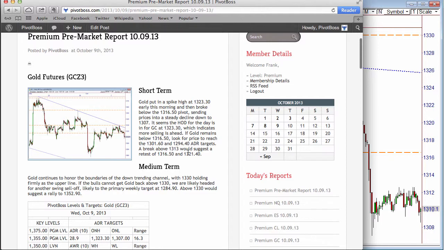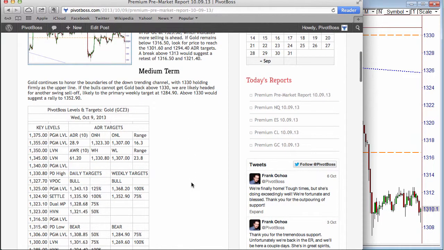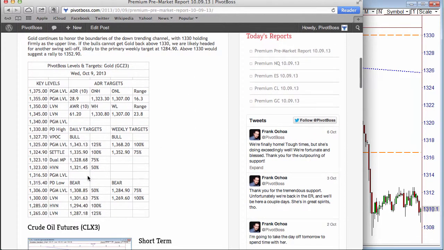So where am I getting these targets? I'm looking right down here to the key levels matrix. So on the downside, here's 1301.60, that's your primary 75% target, and 1294.40 is your full range 100% ADR target on the day. That's how I got those downside targets. The reason I didn't put 1308.80 or 1308.90 as the 50% target is because at that time price had already hit that level and was sitting just above it. So we're playing to the next two down.